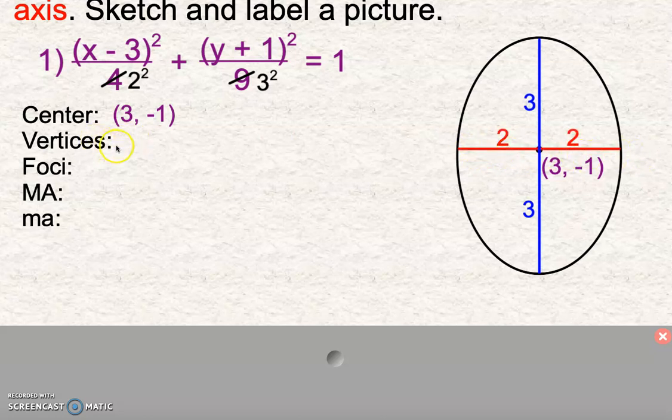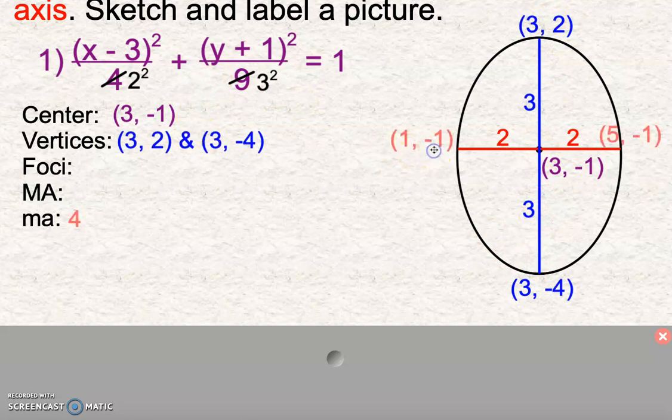So what are the coordinates of the vertices? Well, the vertices are at the ends of the major axis. So if I'm standing right here in the middle at the point 3, -1, and I go up 3, that affects my y. If I go down 3, that affects my y. And it gives me these two coordinates that are the endpoints of my vertices.